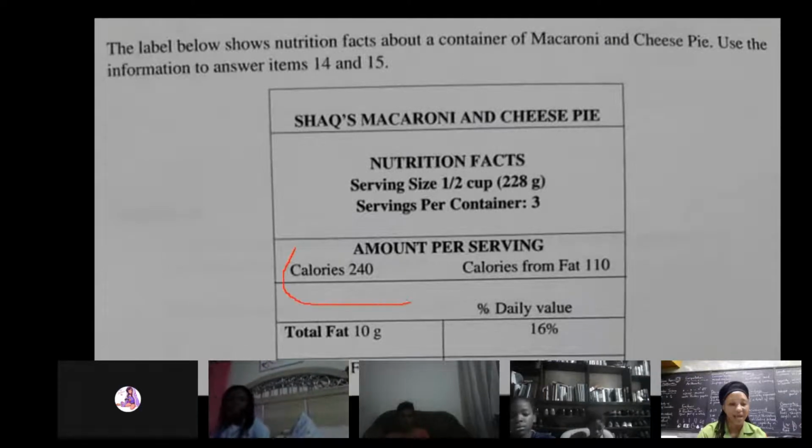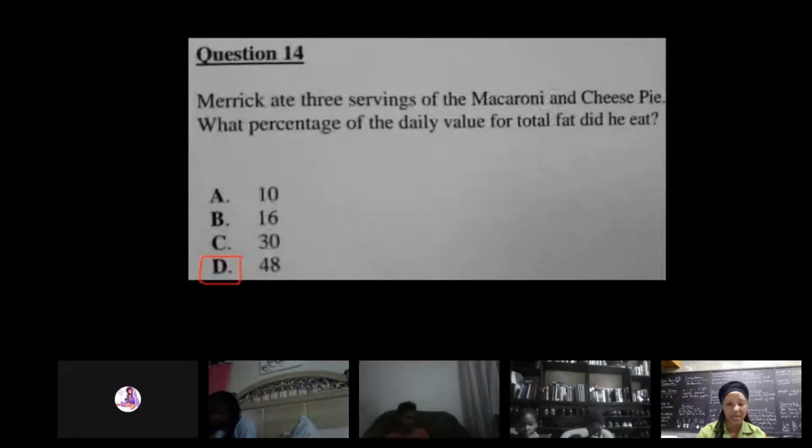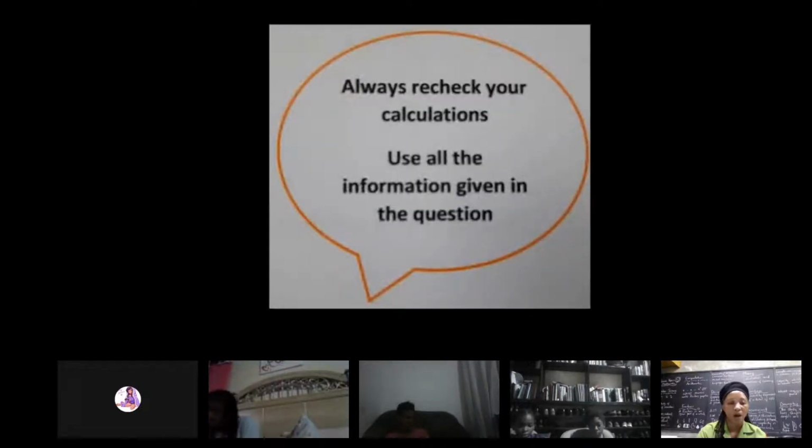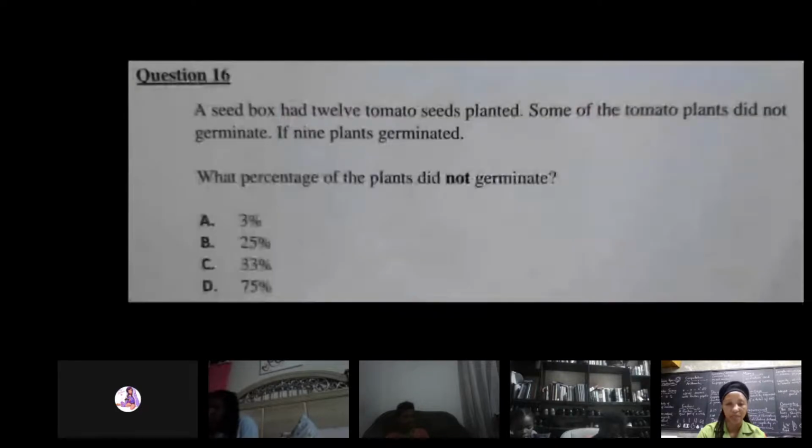All right, and he took 3 servings. Calories per serving is 240, and he had 3 servings, so he ate the entire container because it's 3 servings per container. So that would be 240 times 3, and that gives B, 720. Always recheck your calculations and use all the information given in the question.